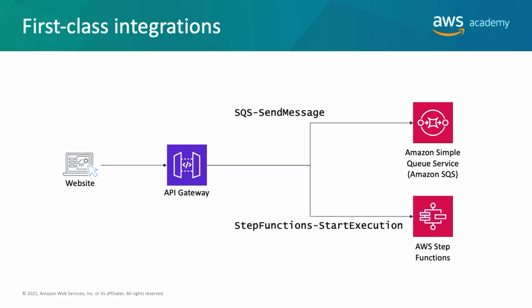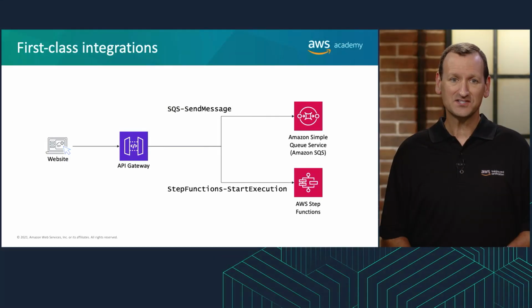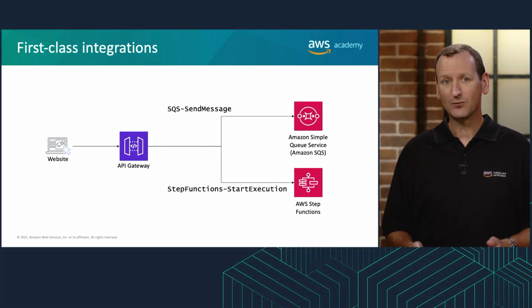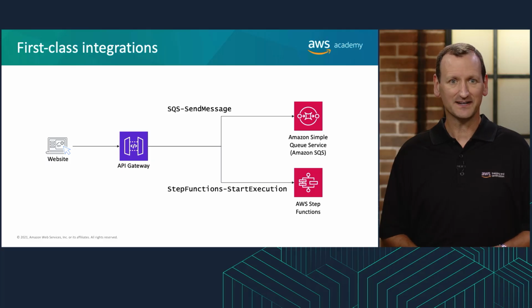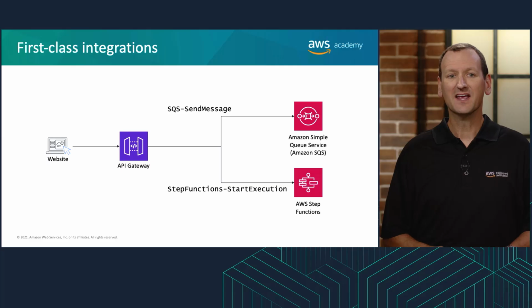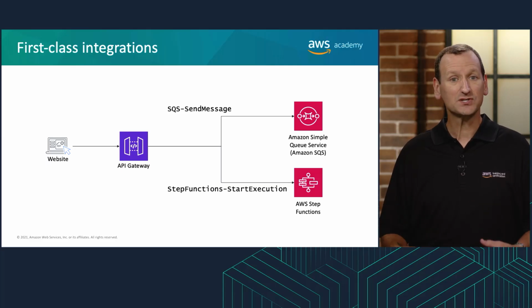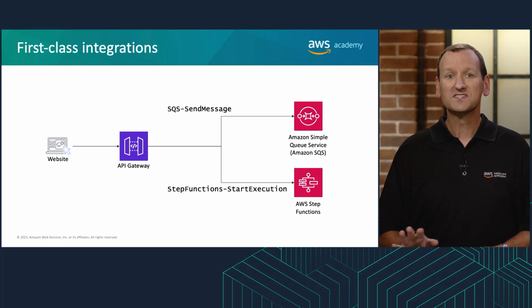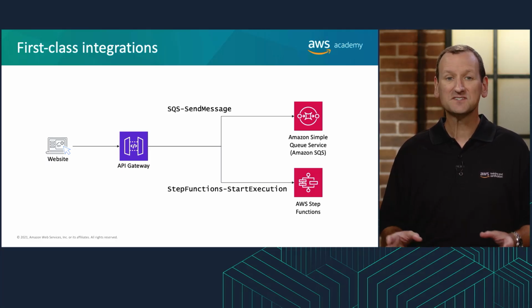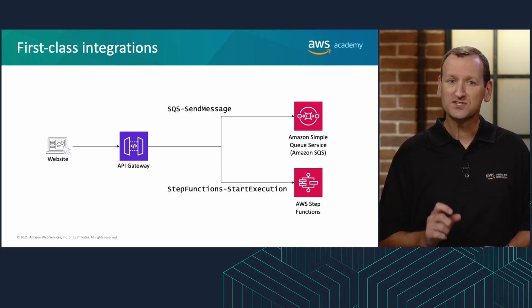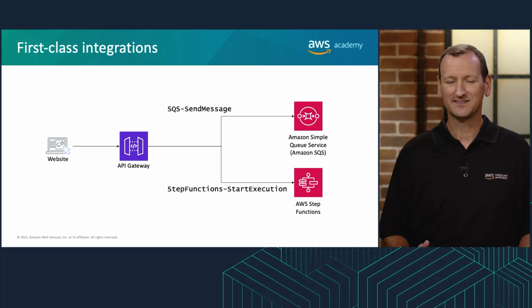You can integrate your HTTP API with AWS services by using first-class integrations. A first-class integration connects an HTTP API route to an AWS service API. When a client invokes a route that's backed by a first-class integration, API Gateway invokes an AWS service API for you. For example, you can use first-class integrations to send a message to an Amazon Simple Queue Service, or Amazon SQS, queue, or to start a Step Functions state machine.